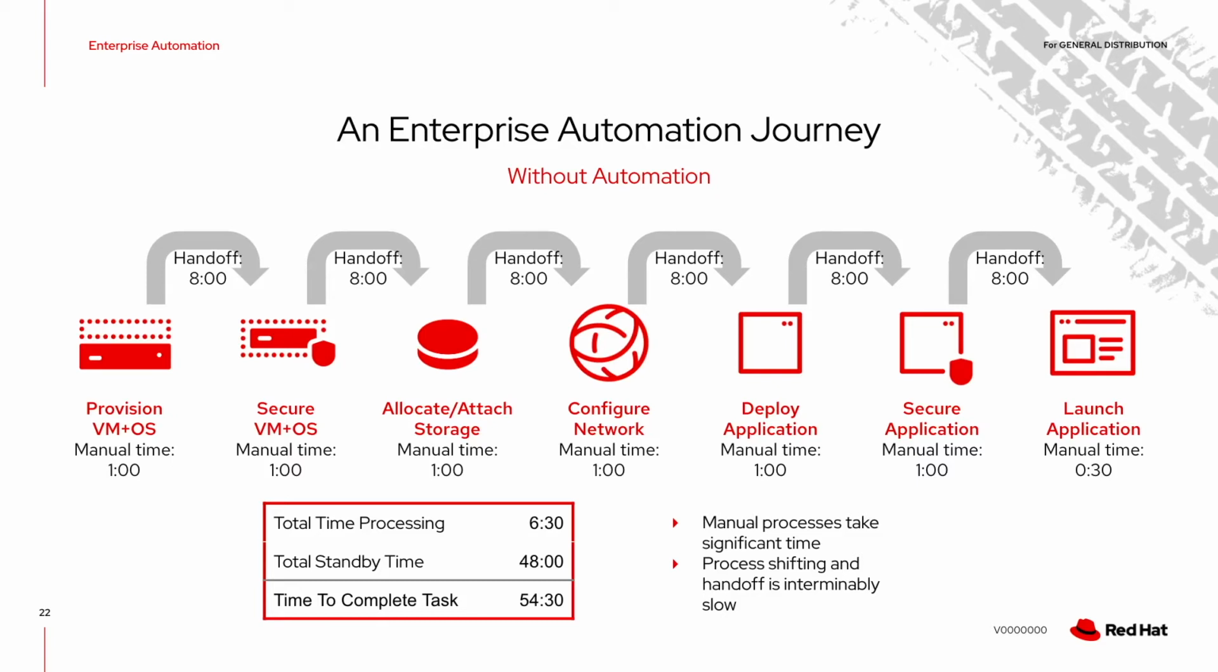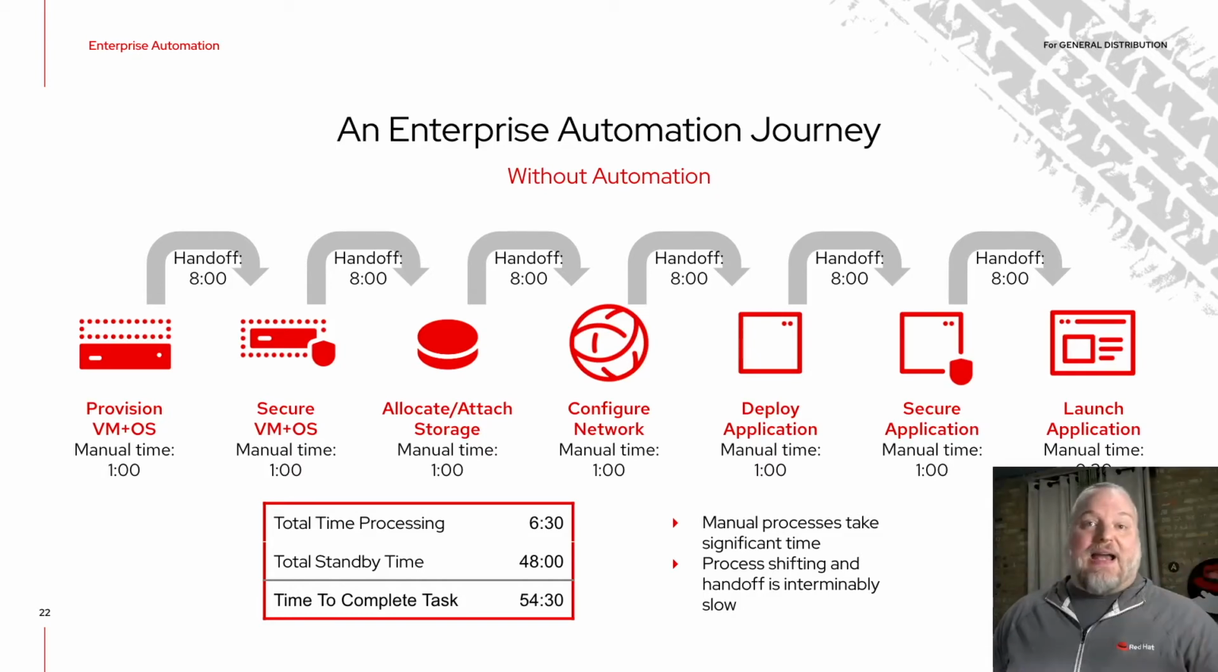When Sally provisions the VM and the OS, she takes her time, does her job, and then she has to pass it off to Bob, who's going to do security. Well, Bob might not be at his desk or might have a backlog, so it might take him 8 hours to get to it. You see where I'm going with this, right? Bob does his thing, and then it goes to Joe, who's actually in storage. He's not going to be ready. When he finally is, it's going to take him an hour to get it done.